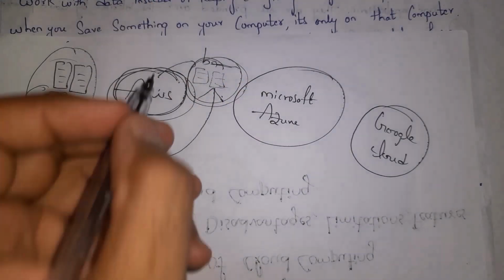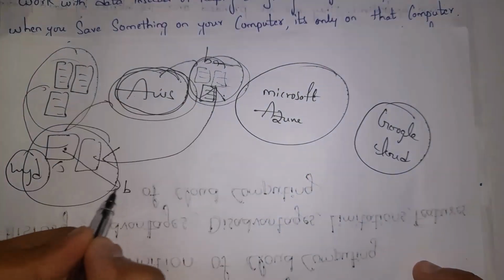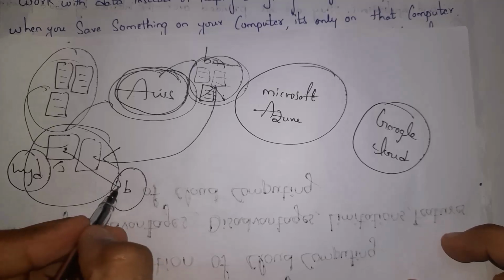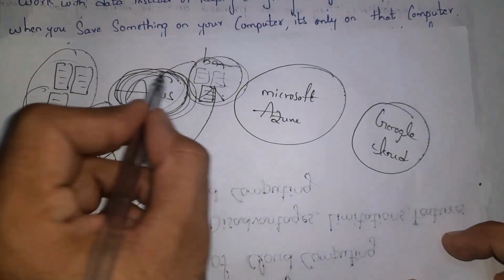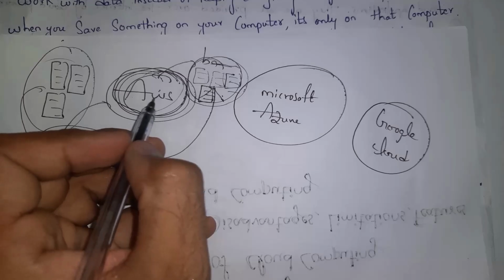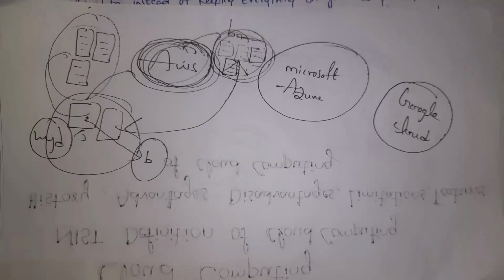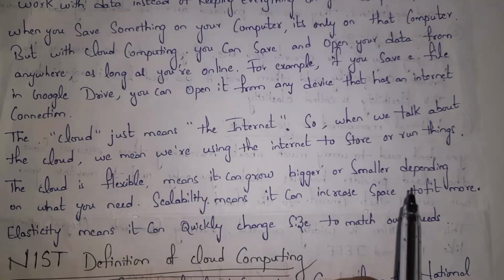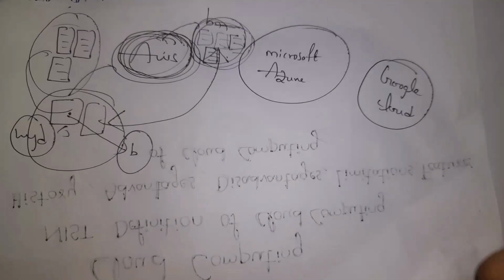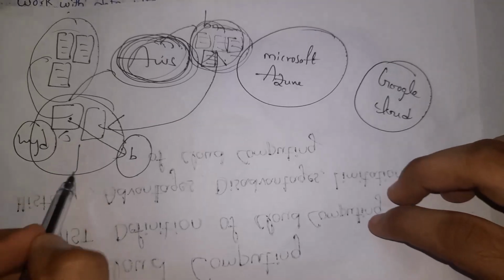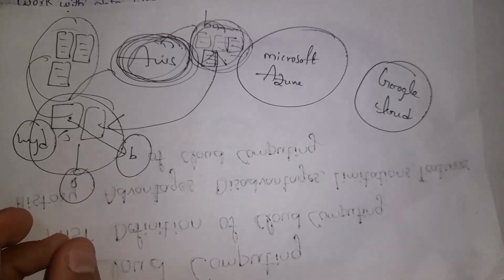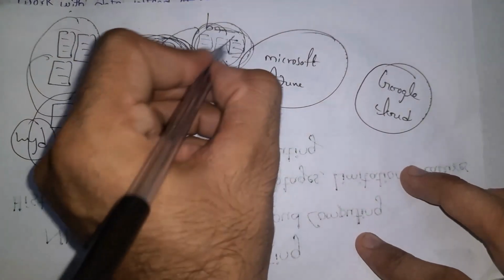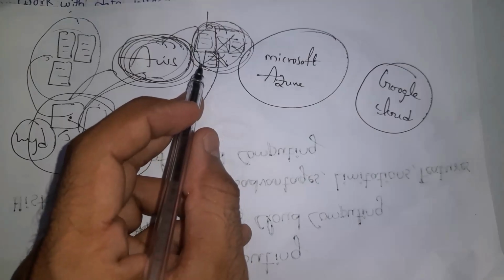For example, let us say I took 3 servers for rent. But this time I got a very big project, and I want 5 to 7 servers. So I will simply open the AWS website, pay some more money, and increase my servers. This is flexibility. The cloud is flexible, which means it can grow bigger or smaller depending on what you need. For example, this time I got a very small project and I need only one server to handle it. So I will open the AWS website, delete the remaining servers, and take only one server for rent.